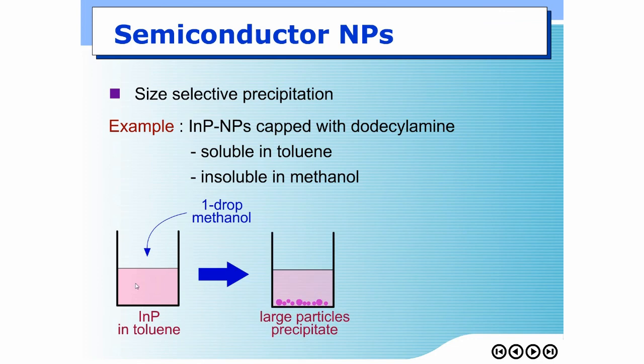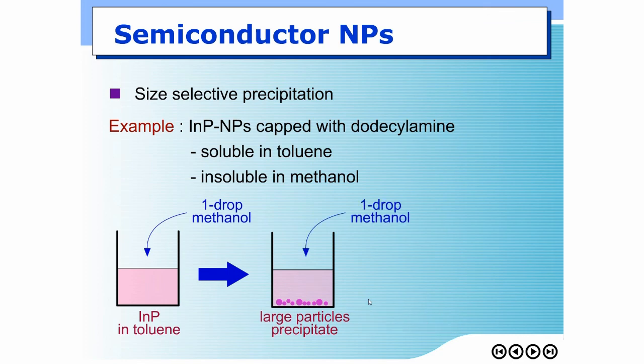And inside here, there are various sizes of particles. The larger the particles, the lower the solubility. So when you add methanol, which is not a good solvent for this particular product, large particles should precipitate first. Small particles have higher solubility and remain suspended. Large particles have low solubility and precipitate first.